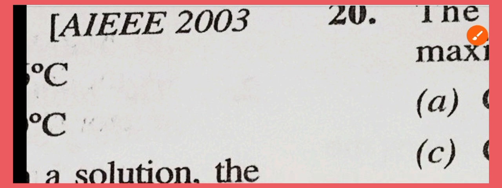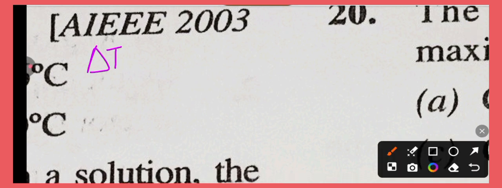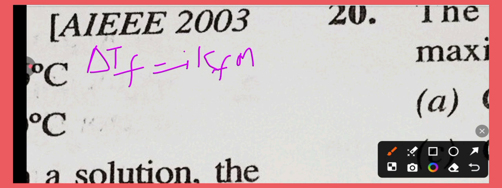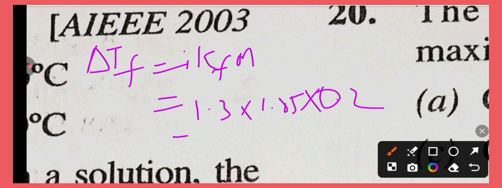Here we apply the formula: del Tf is equal to i Kf m. i is equal to 1.3, into Kf is 1.85, into molality is 0.2, which is equal to 0.48 degrees Celsius.